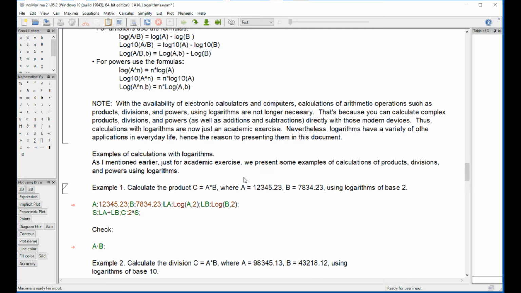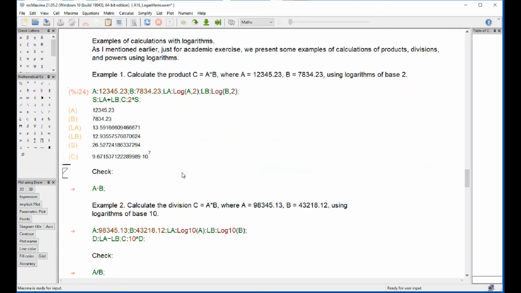But nowadays, there is not a strong need for using logarithm for those calculations because we have calculators that do those things straightforward. But there are still many laws of nature that follow logarithmic rules, and so there's still a lot of application for logarithms in science. But I'm going to show you examples here for calculating a product of a number by using logarithms. First, we take the values of a and b, take the logarithm, I call it LA, LB, and base 2, and then sum those logarithms and then raise 2 to the s.